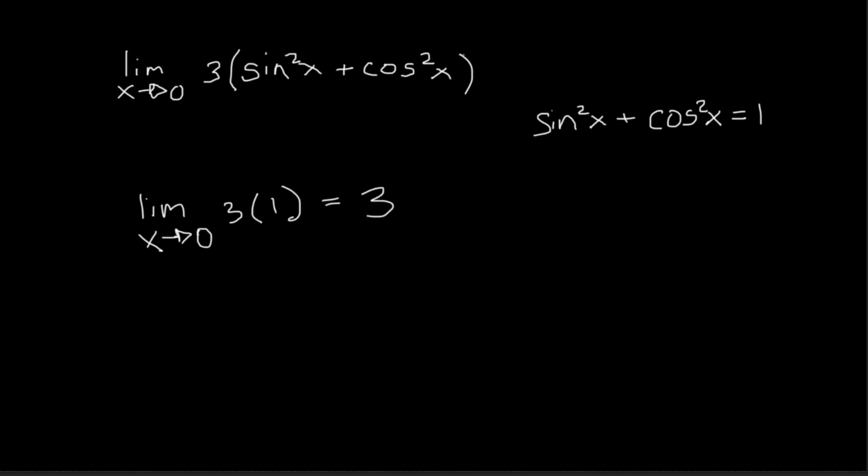And now actually if you just sub it in, you can see that this is indeed true. So if you put in the 0 there on sine squared of x, that is 0. Cosine squared of x at 0 is 1, so that also becomes 3 times 1 is 3 for the limit.